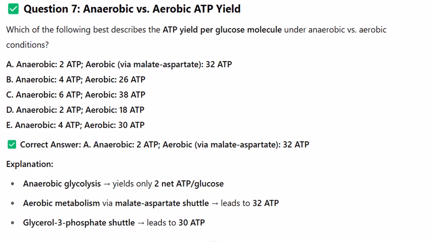Explanation: anaerobic glycolysis yields only 2 net ATP per glucose. Aerobic metabolism via the malate aspartate shuttle leads to 32 ATP. The glycerol 3-phosphate shuttle leads to 30 ATP.